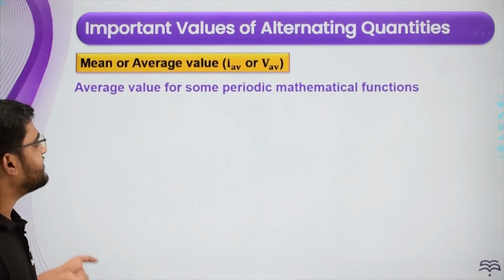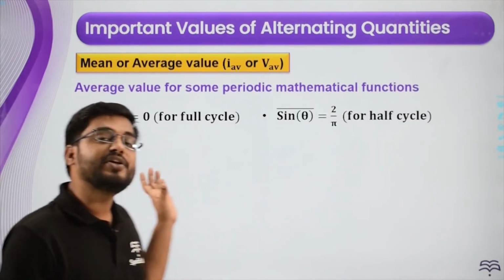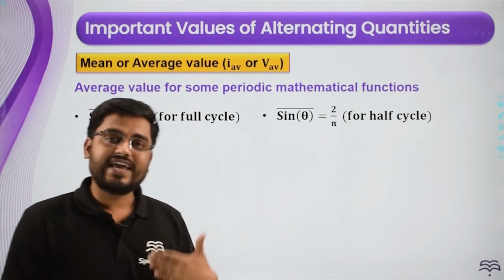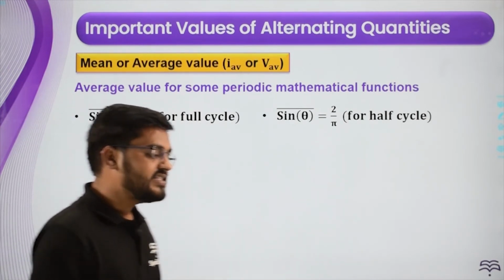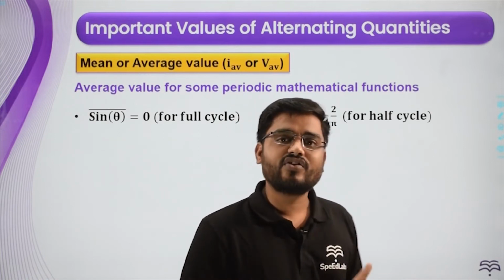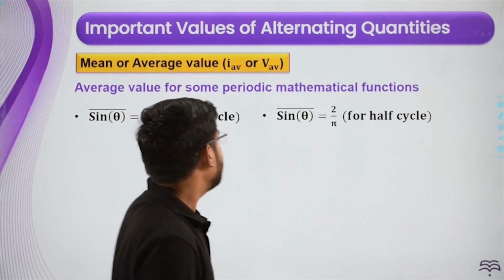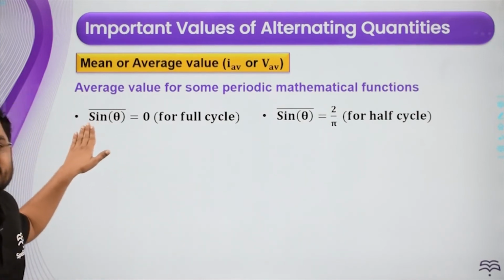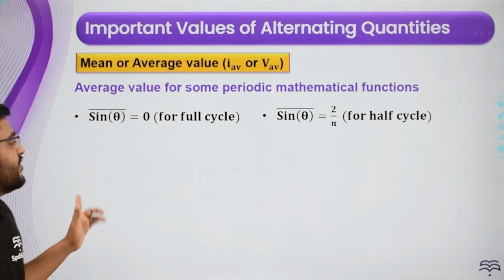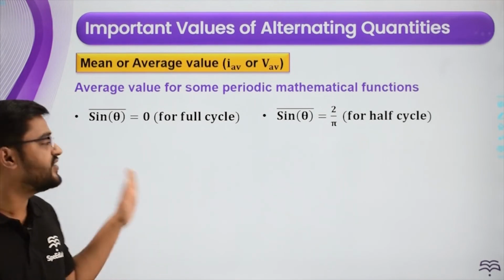Now here are some average values for some periodic mathematical functions, like sine, cosine. Each and every time we are not going to do the integration. This process is simply lengthy, right? So we will say that the average of sine theta is basically 0 for a full cycle, always for a full cycle, okay?